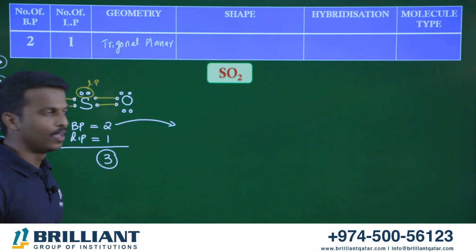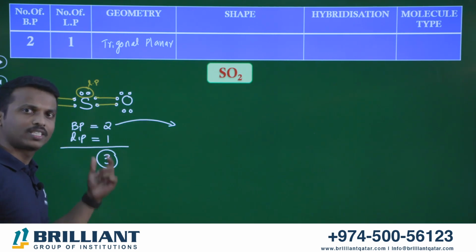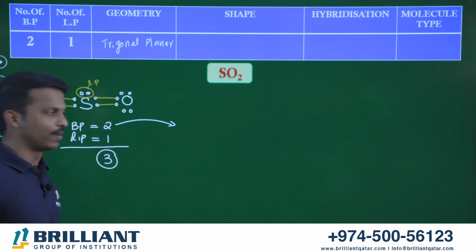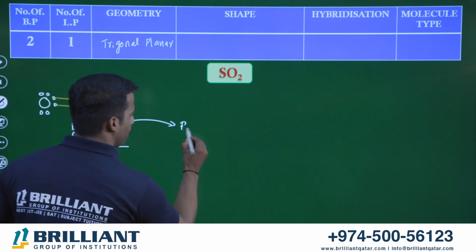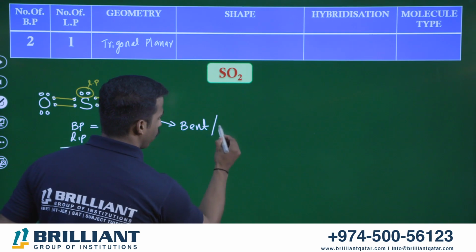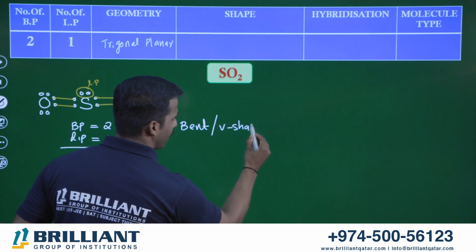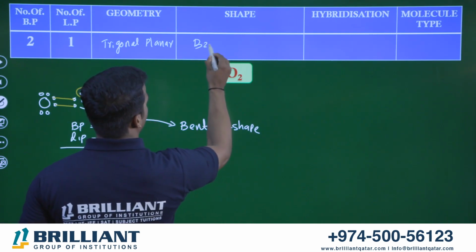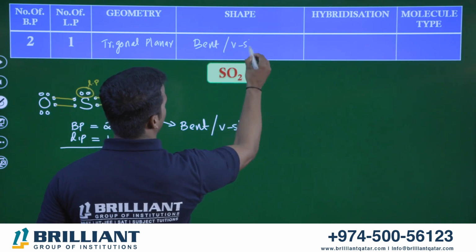Then what is the shape? In the previous slide also we discussed only 2 bond pairs, and that was linear. But here the structure is bent. Bent shape, or we can call it V shape. Bent or V shaped molecule.